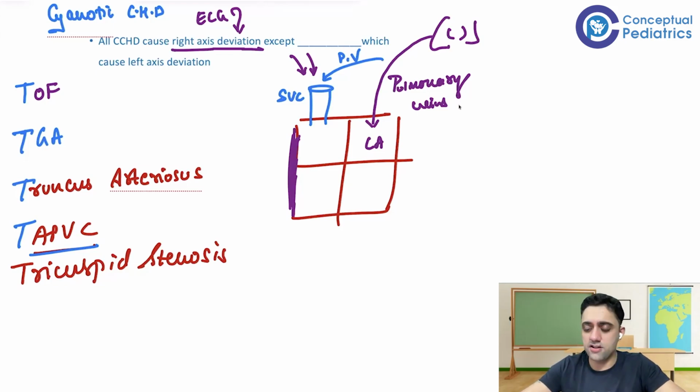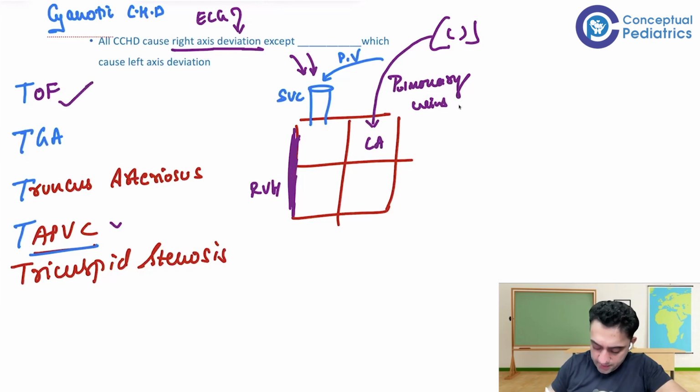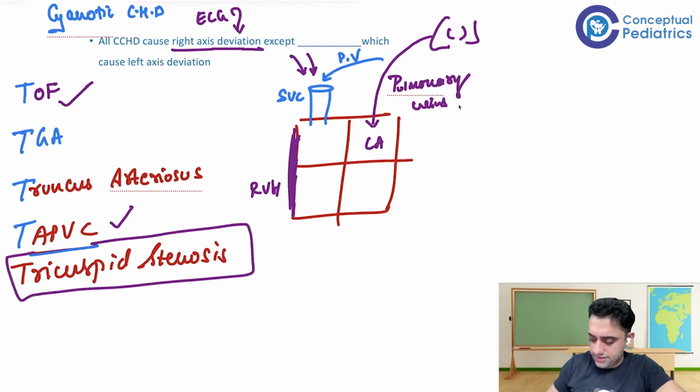In tetralogy of Fallot also there is a right ventricular hypertrophy. In TAPVC also there is a right-sided hypertrophy. Same story. Everywhere, all cyanotic congenital heart disease will have a right ventricular or right-sided hypertrophy, except the answer is tricuspid stenosis, because in the case of tricuspid stenosis there is left-sided hypertrophy.